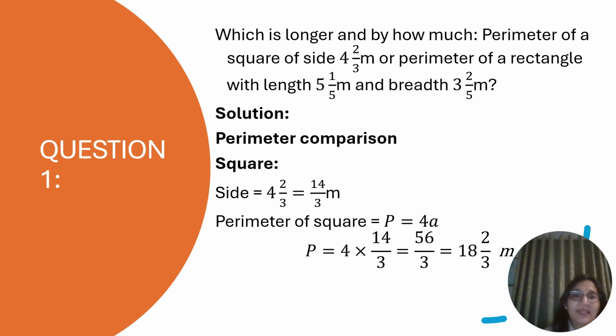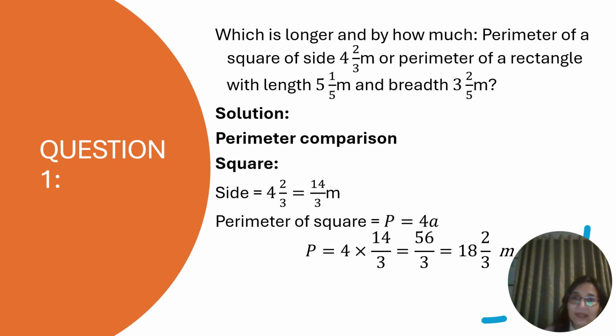Okay, now let's understand this question. Question number 1. Which is longer and by how much? The perimeter of a square of side is given 4 2 upon 3 meter, or perimeter of a rectangle with length 5 1 upon 5 meter and breadth is given 3 2 upon 5 meter. Now here if you see the different measurements are given, but it is given in a mixed fraction. Now very important thing is when the mixed fraction is given, we need to convert it into proper fraction. So how are we going to do that?